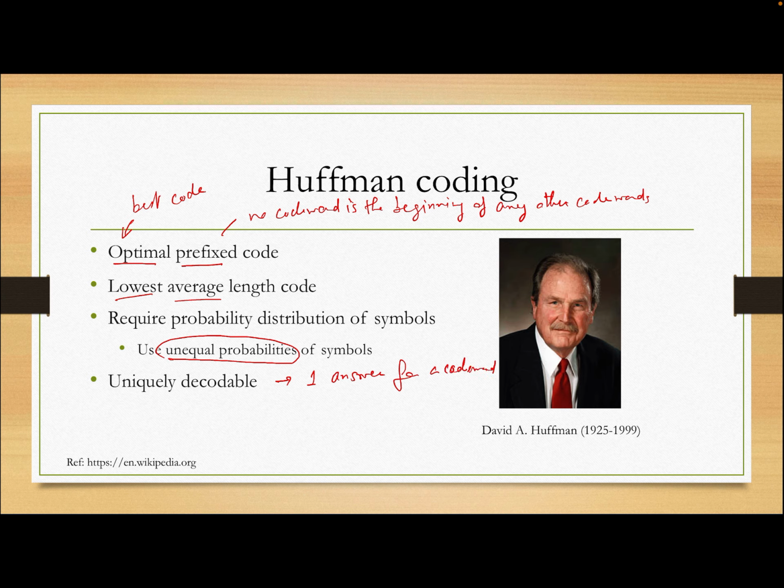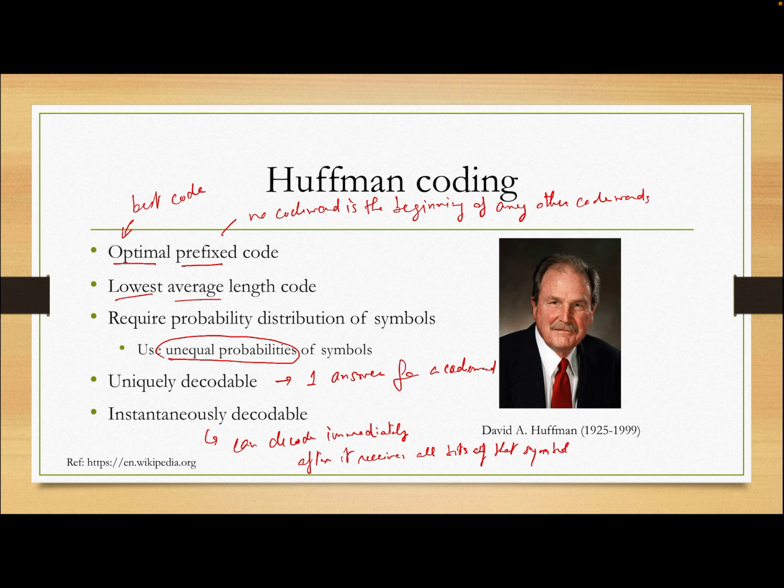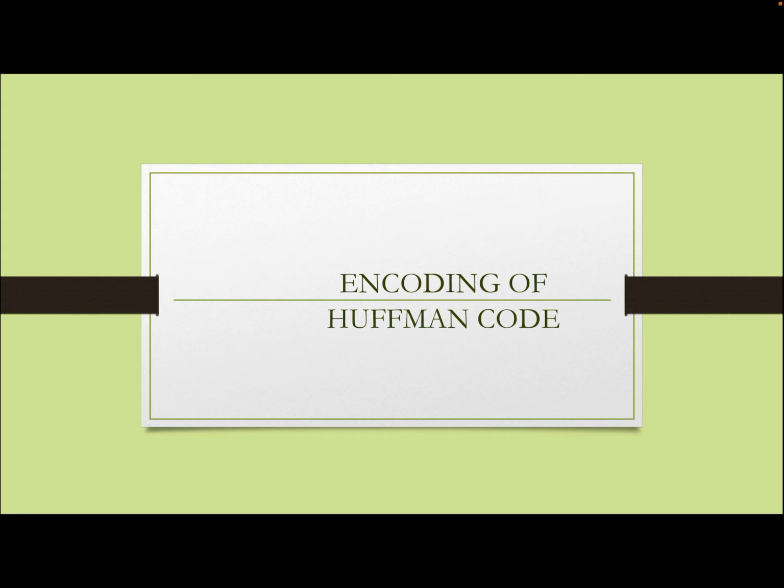It is uniquely decodable, which means that it has only one answer for a code word. Instantaneously decodable means that it can decode immediately after it receives all the bits of that symbol.